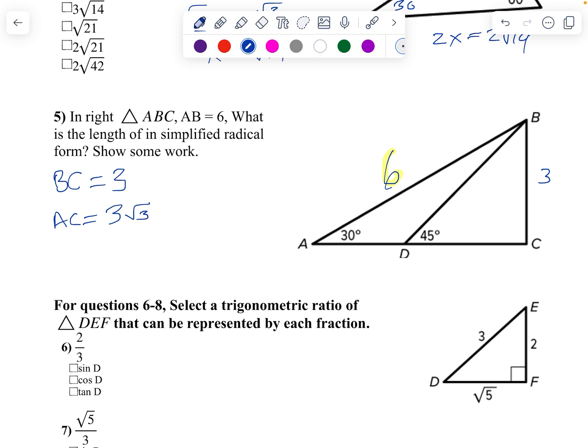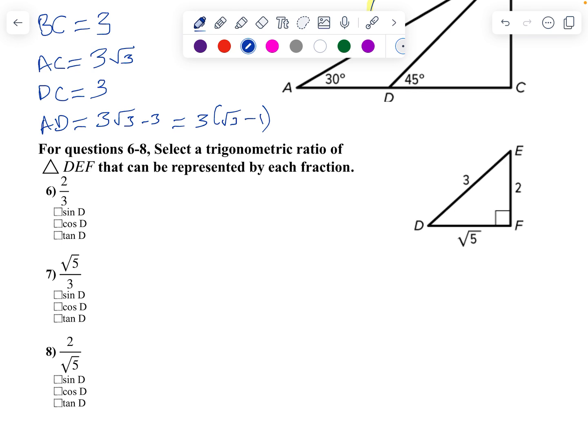And then D to C, well, that's a 45, 45, 90 triangle, so I know D to C is 3. And then if I would have asked you to find A to D, I would just take 3 square roots of 3 minus 3. I like that. You can factor out a 3. It'll be 3 times the square root of 3 minus 1. Either way is correct.